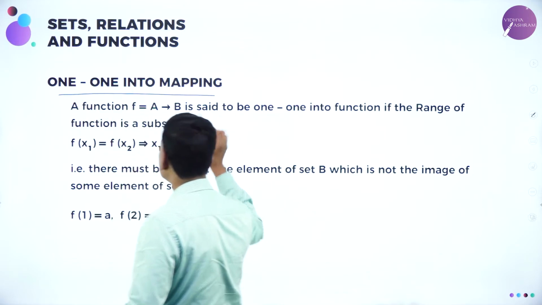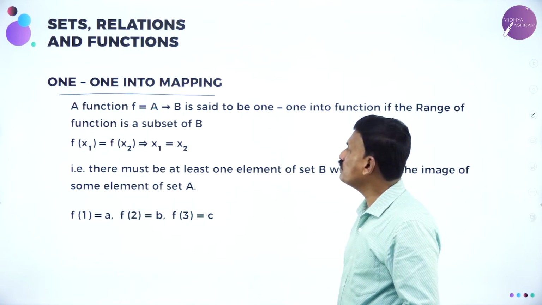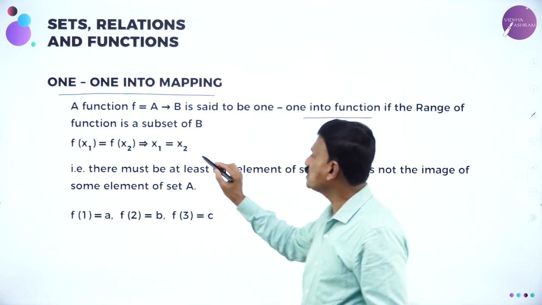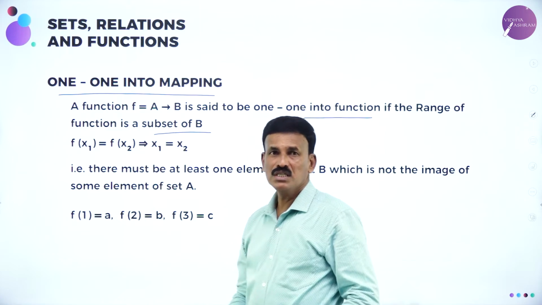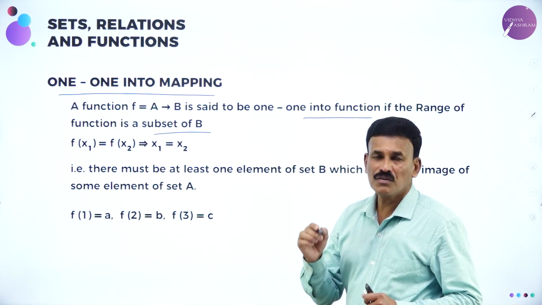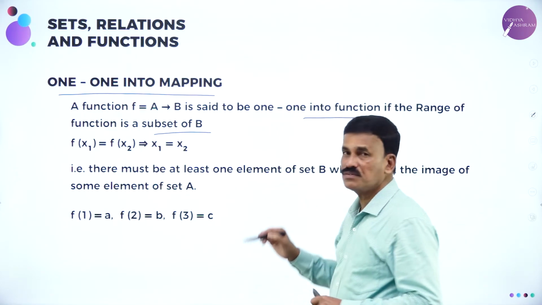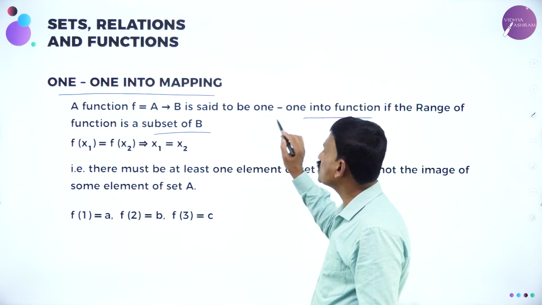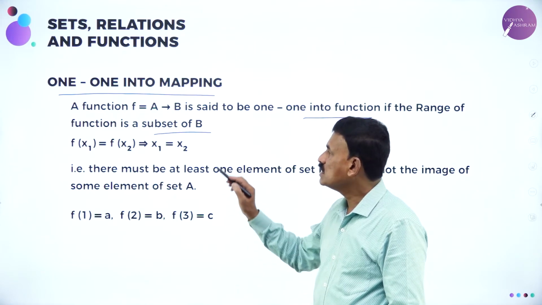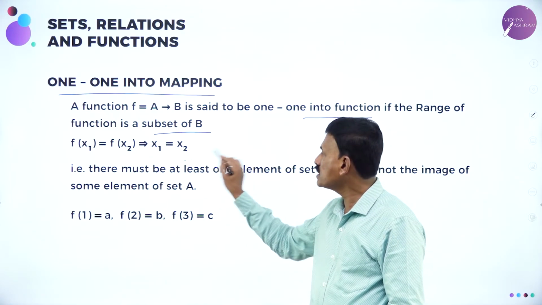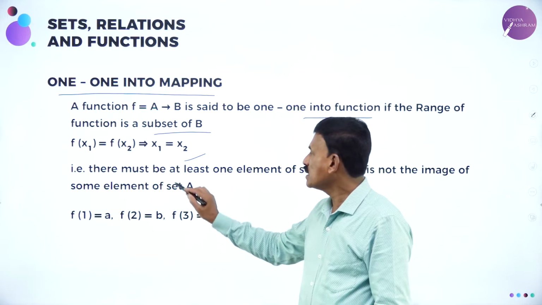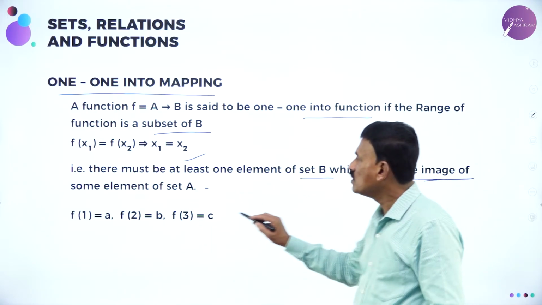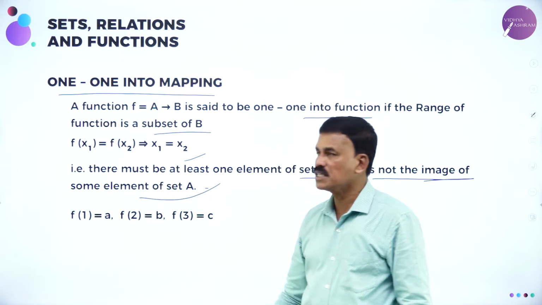One-one into mapping. A function f from A to B is said to be a one-one into function if the range of the function is a subset of B. That is, f of x1 is equal to f of x2 implies x1 is equal to x2. That means there must be at least one element of the set B which is not the image of some element of set A.